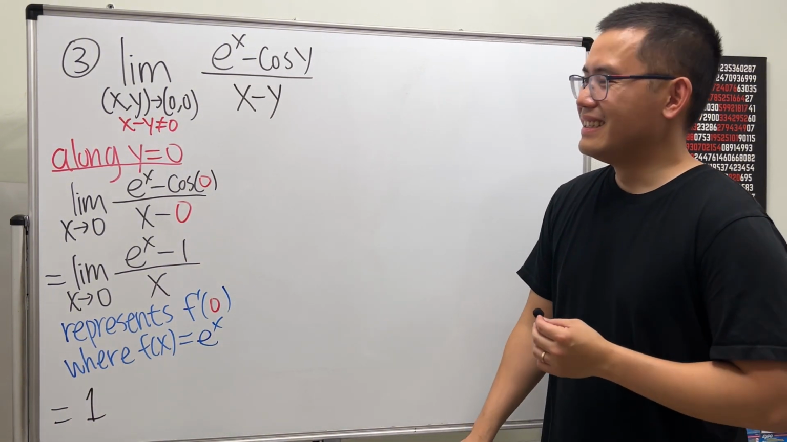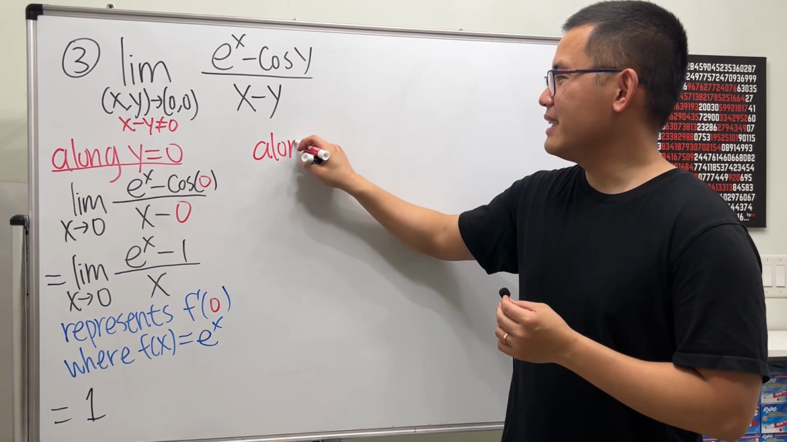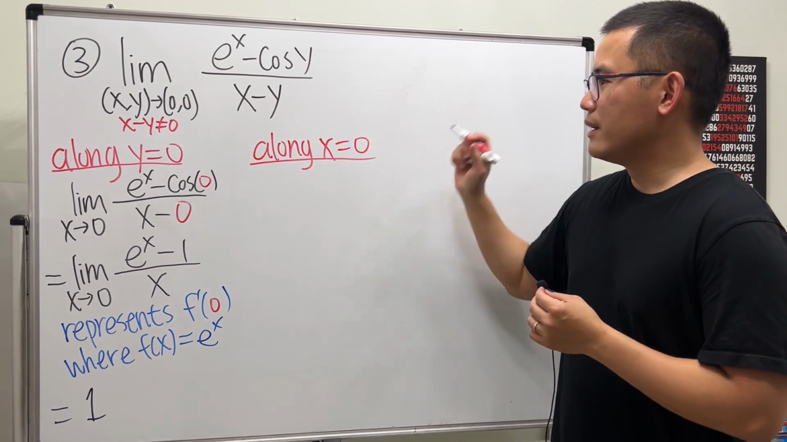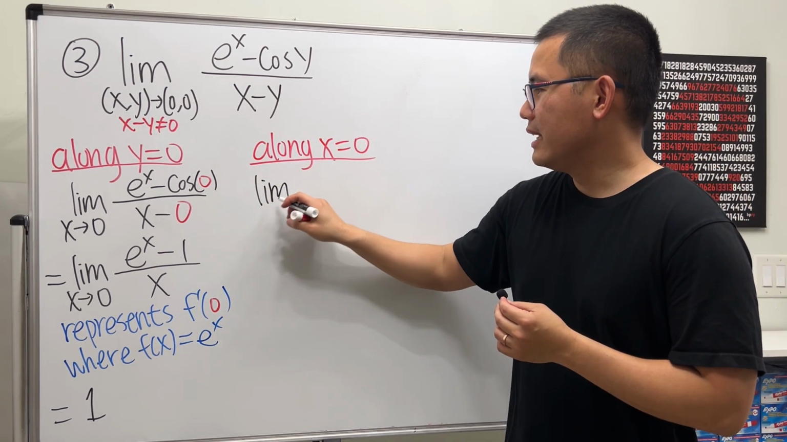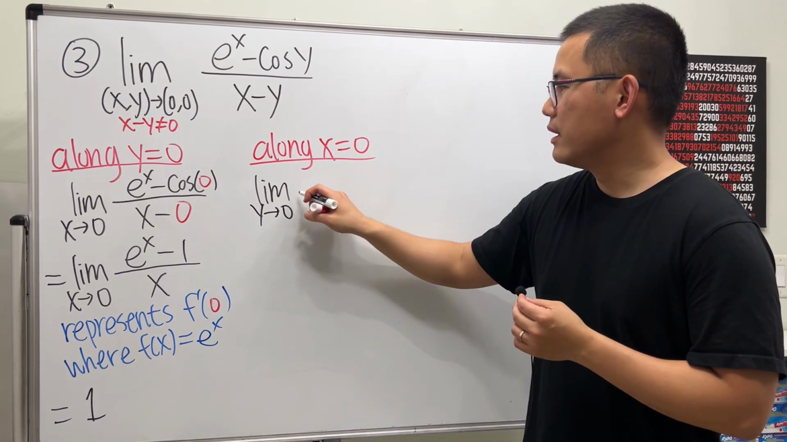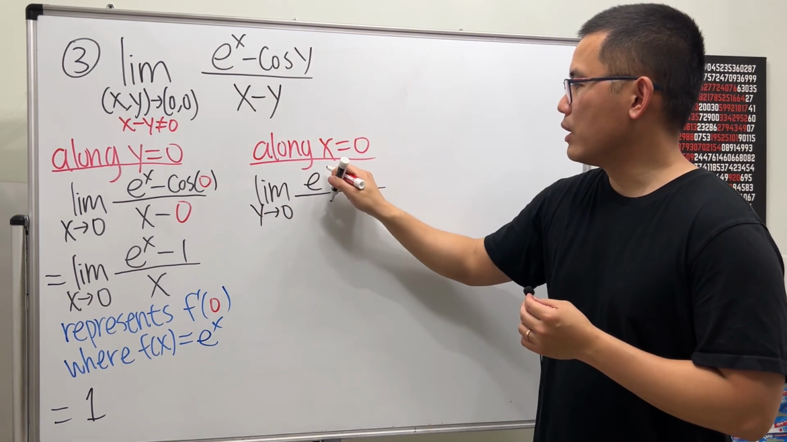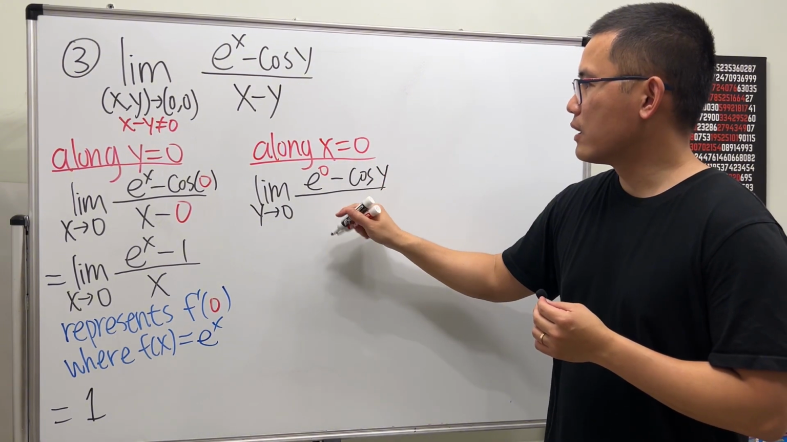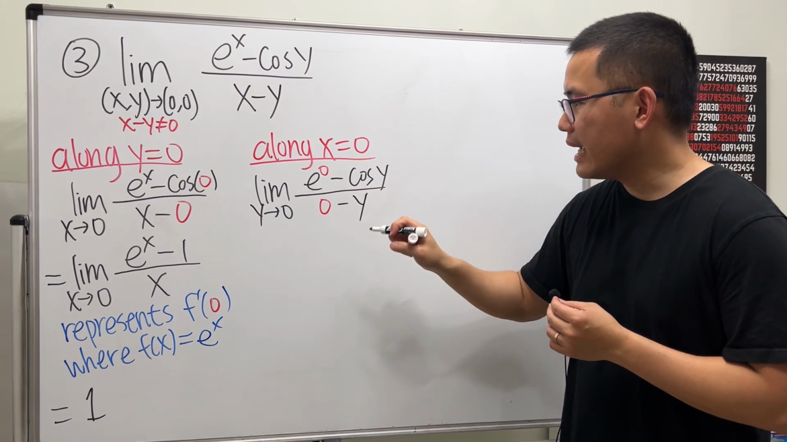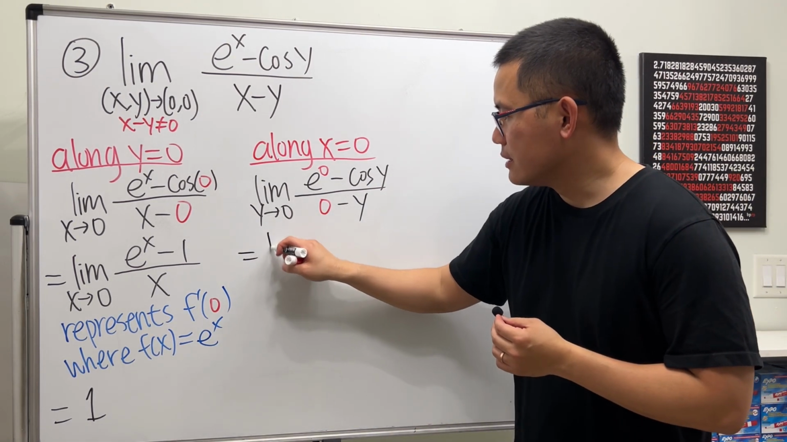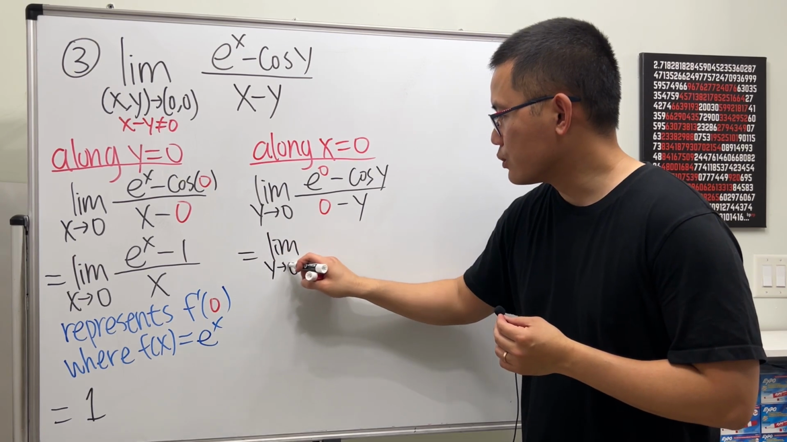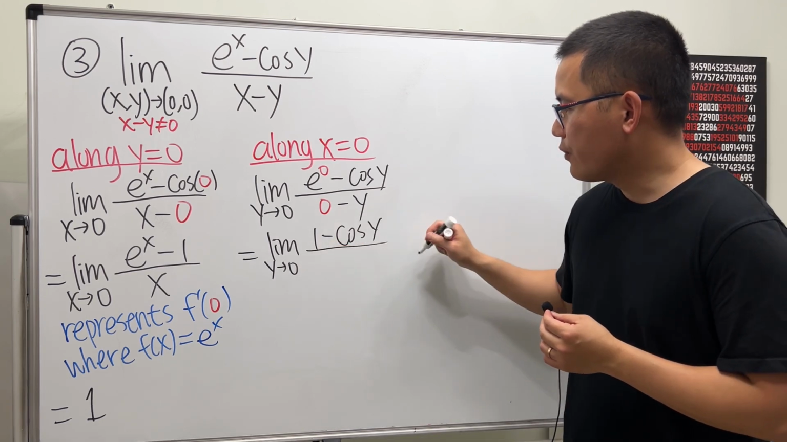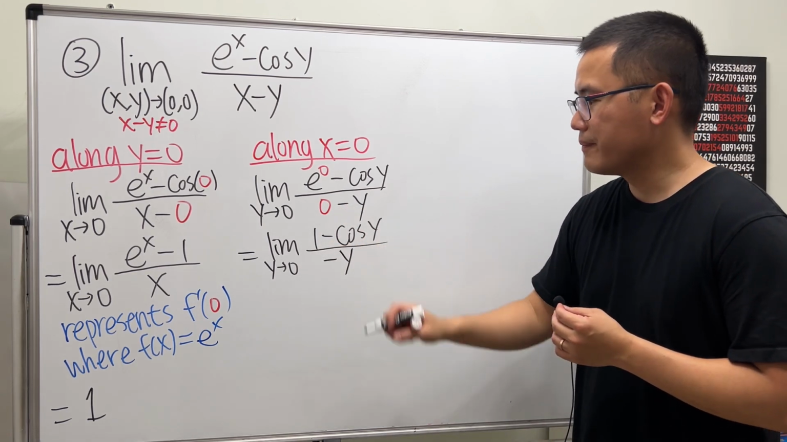All right? Now let's try the other path. Again, the easy one. Let's try along x equal to 0. Okay, then we have the limit as y approaching 0 of e to the 0 minus cosine of y over 0 minus y. Now, this is the limit as y approaching 0. This is 1, and then minus cosine of y over, this right here is negative y.